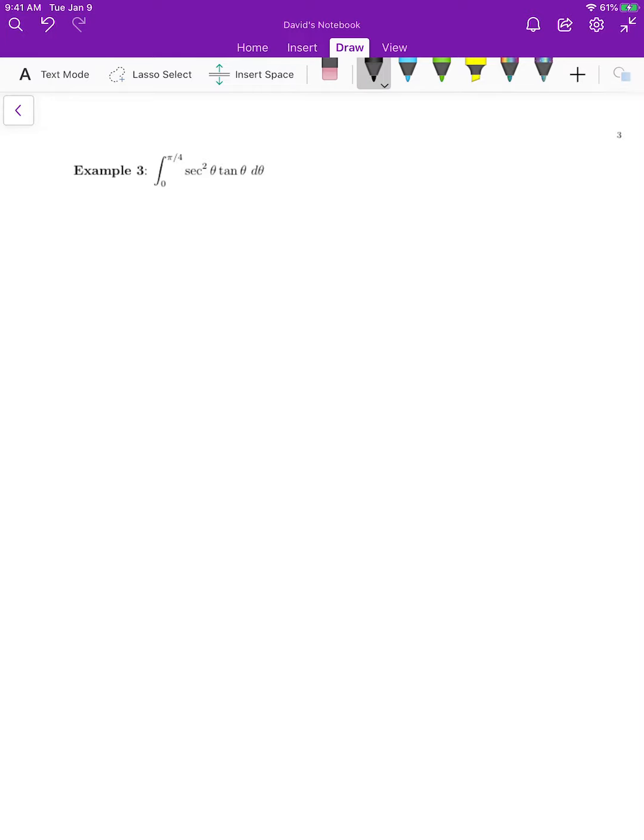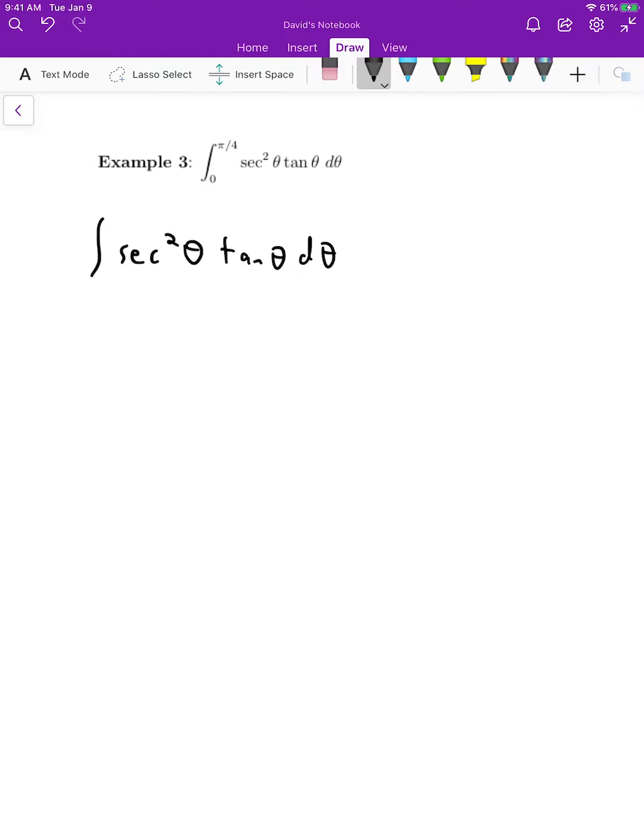Okay, so here's just one last little practice with u substitutions: the integral of secant squared theta times tangent of theta. So I'm first going to think about the indefinite integral, secant squared theta tangent theta d theta, and then put the bounds in at the end.